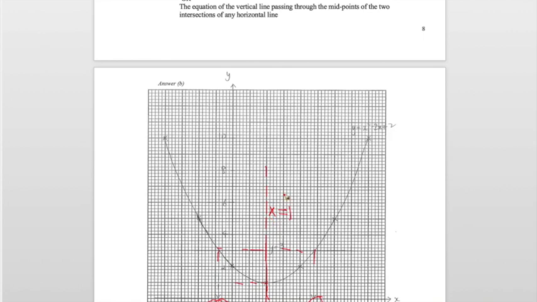And that completes the discussion for the 202 paper.